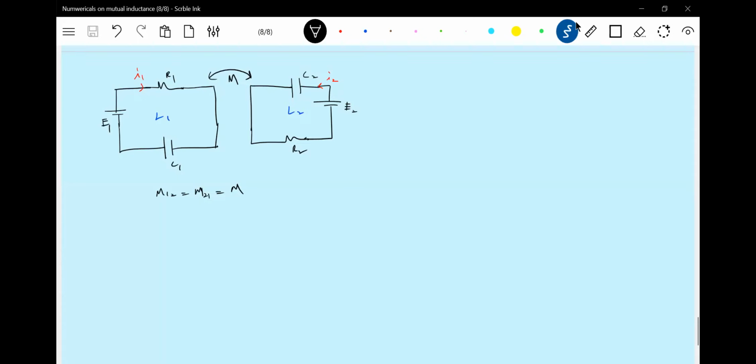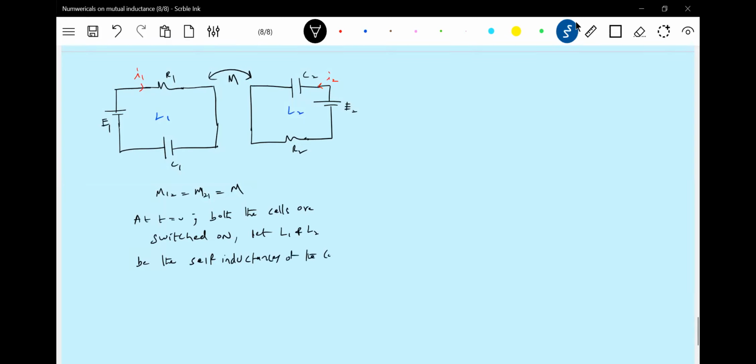Okay, these are the cells. I'll switch on both the cells at t equals 0. Both the cells are switched on. Let L1 and L2 be the self-inductances of the coils.